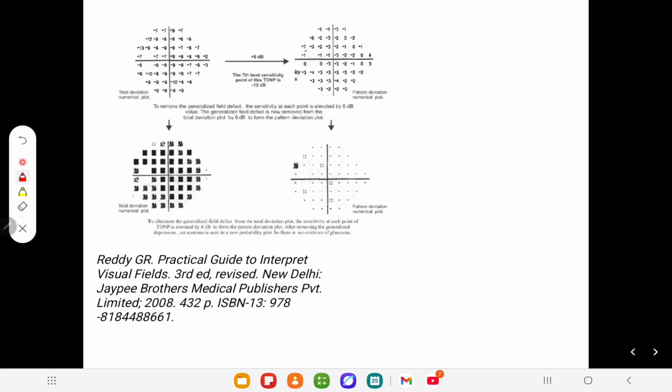See, in the last, the elimination of generalized field defect in total deviation plus sensitivity at each point is the 6 deviation from this. After removing generalized field defect, no scotoma is seen in the probability plot. There is no evidence of glaucoma. So if there is no pattern defect, there is less chance of a glaucomatous field defect, because glaucomatous field defect, we know, comes like a pattern, isn't it?